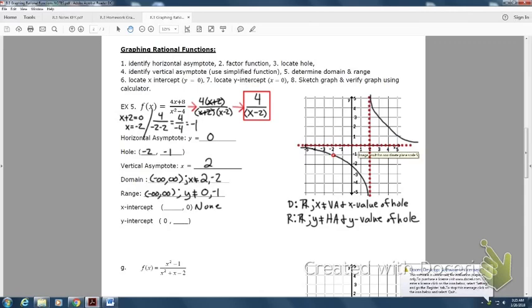For your y-intercept, you're going to just plug 0 in for x. So I would have 4 over 0 minus 2, which is 4 divided by negative 2, giving me a y-intercept of negative 2. Which means I was kind of close to getting it accurately. You want to have that graph somewhat crossing right there at negative 2.